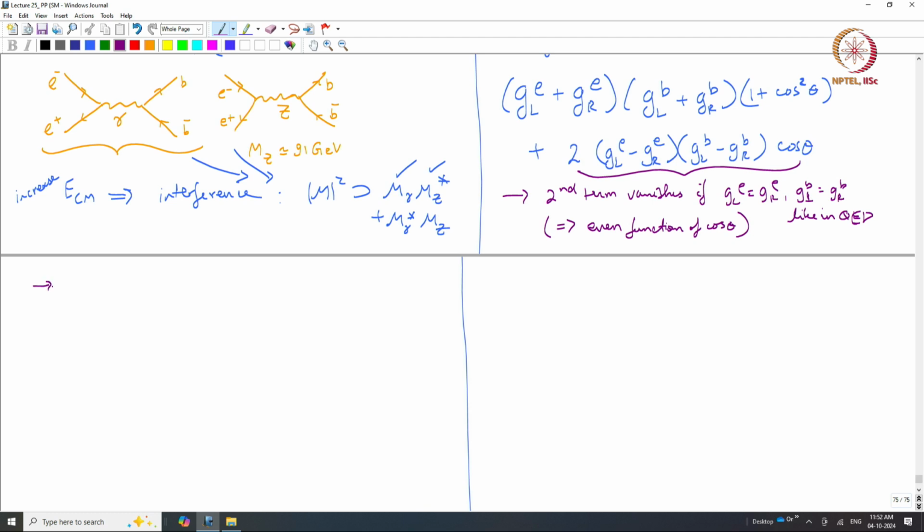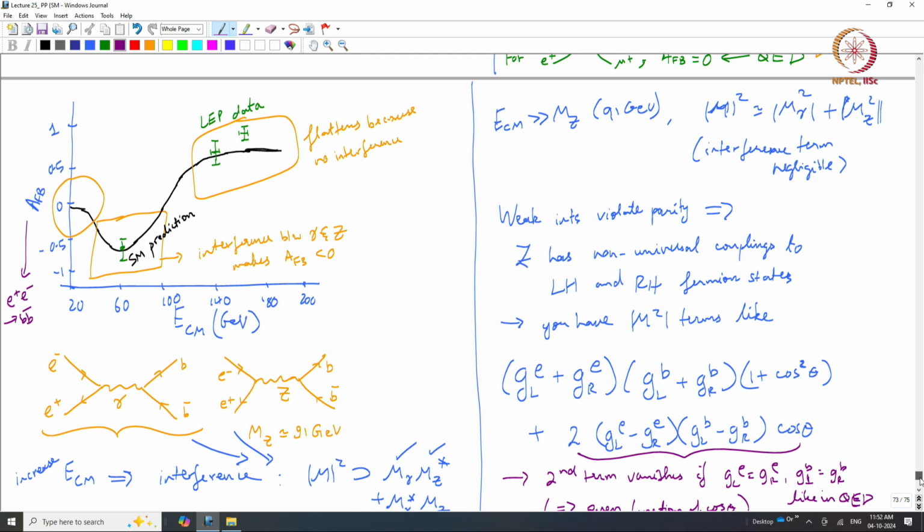One more thing to notice is the second term, I mean I just said it, it's the second term that produces the non-zero AFB, because that is the odd function of cos theta, which is literally just cos theta. So all of this is consistent, because you have this term non-zero, that's exactly why you have the AFB going non-zero when you have Z mediation effects coming in.